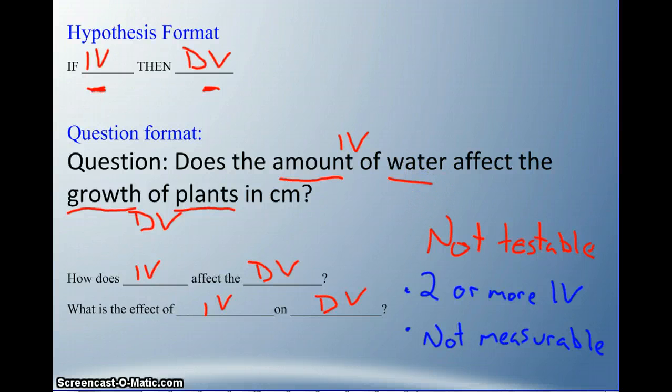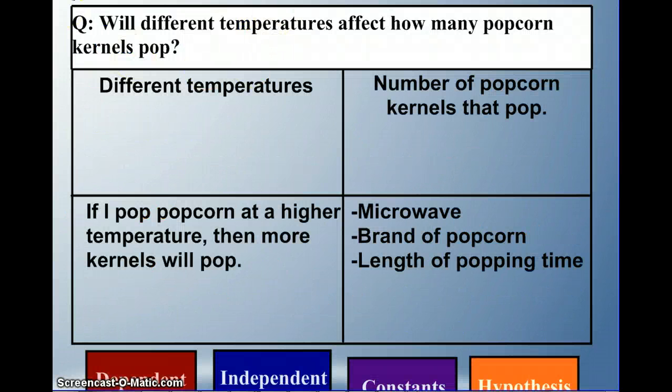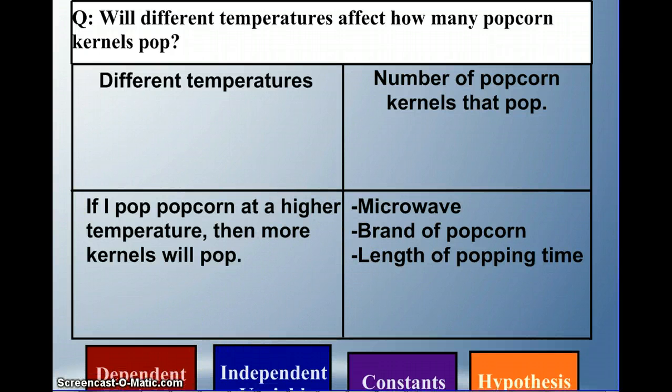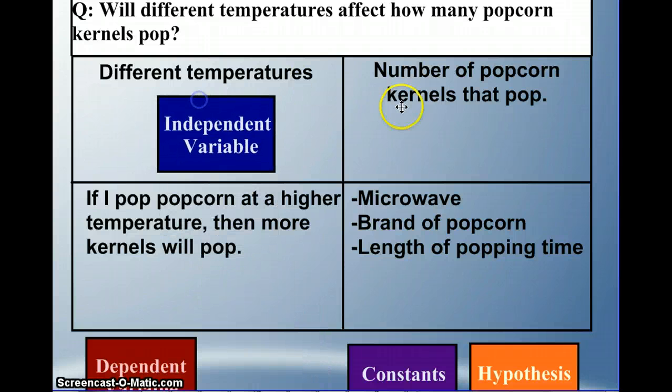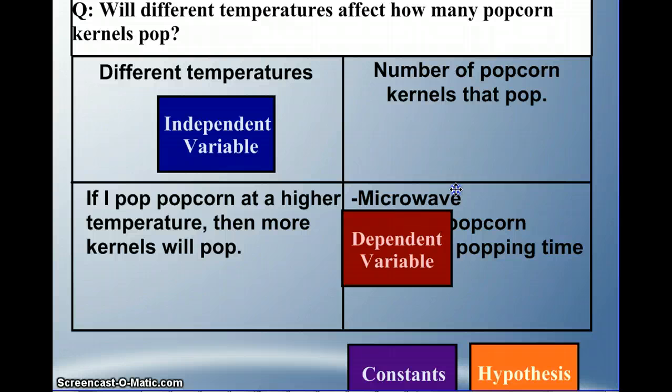Alright, so that kind of wraps up our notes portion. Okay, here's some practice. Will different temperatures affect how many popcorn kernels pop? Okay, so what is different temperatures? We have the options down here. Different temperatures, we're changing that, so that would be our independent variable. Number of popcorn kernels that pop, that's what we're measuring. That's our dependent variable.